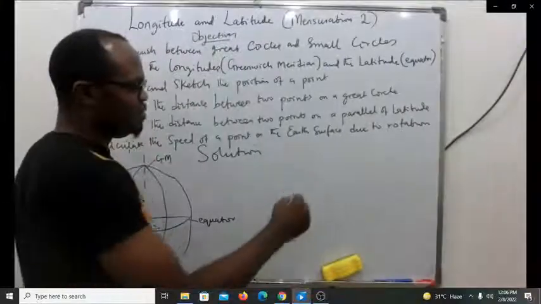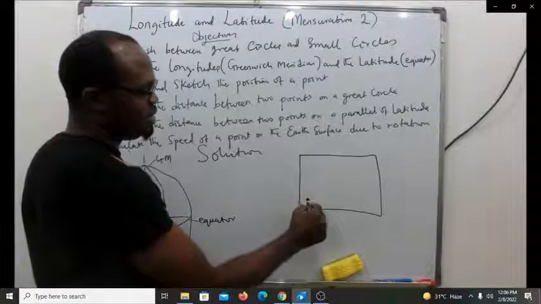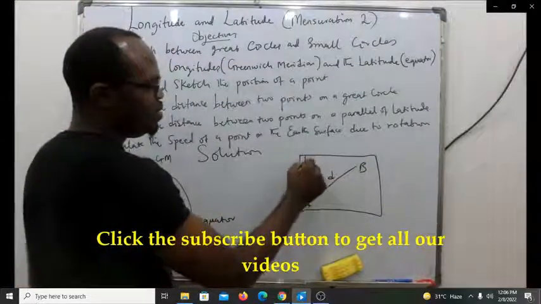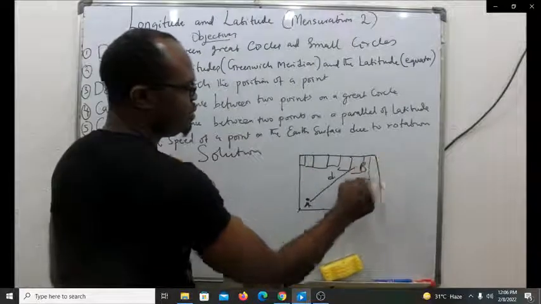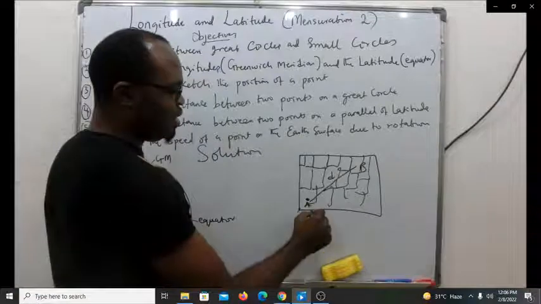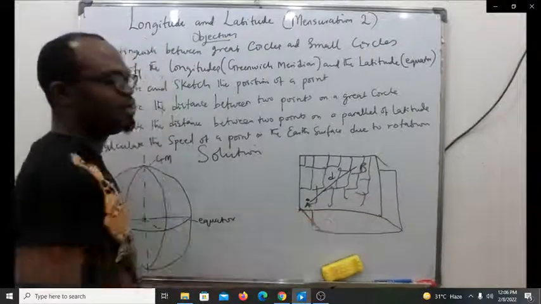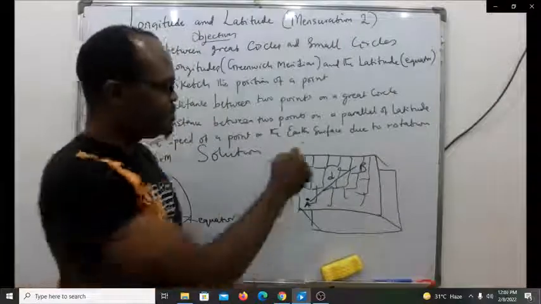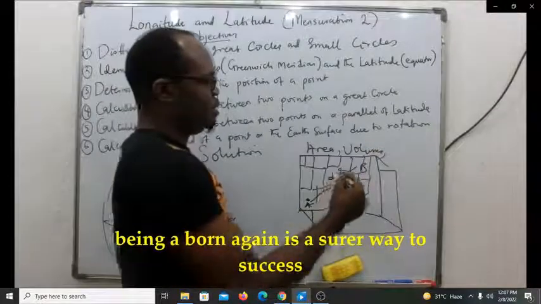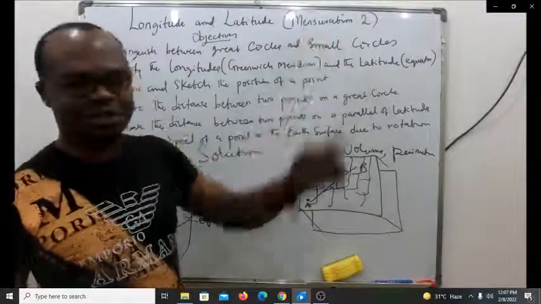So let's say you have an object, say a rectangle, and you want to know the distance between point A and point B. Or you want to know the area occupied by this object. You want to know the total area occupied by this object. Or if this object is a solid object and you want to know the volume of this object, you can study either the area of this object, the volume, or the perimeter. You can do all these studies under mensuration.